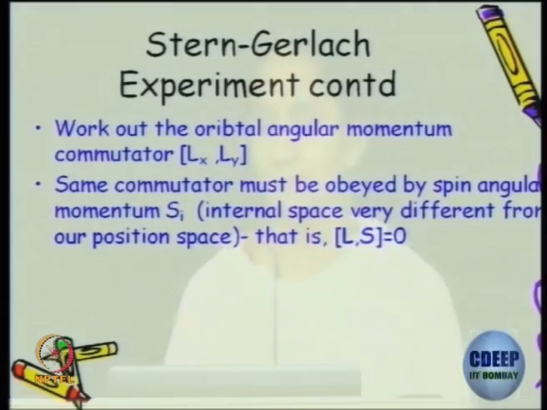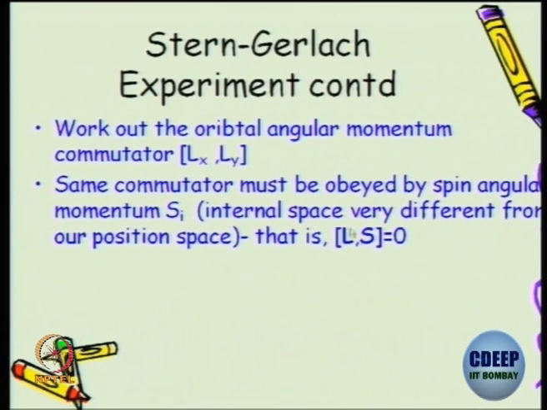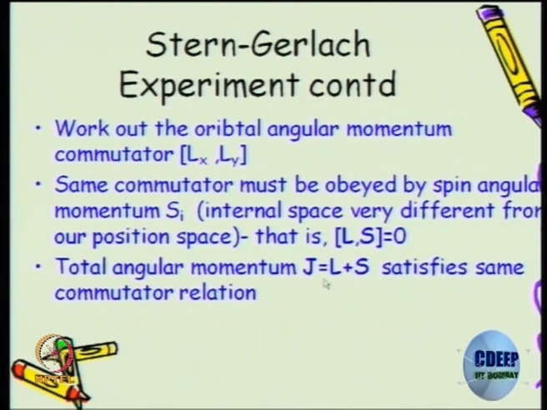Is this clear? So there is an internal space very different from our position space, that is, you can say all the components of Li with all the components of S, any of the components, the commutator is 0. So you can write simultaneous eigenstates of orbital angular momentum and the spin angular momentum. You can also write total angular momentum J to be a sum of L plus S, which will also satisfy: if Lx Ly is i h cross Lz, Sx Sy is i h cross Sz, Jx Jy will be i h cross Jz. That's just a property of the commutators which you do on linear operators.